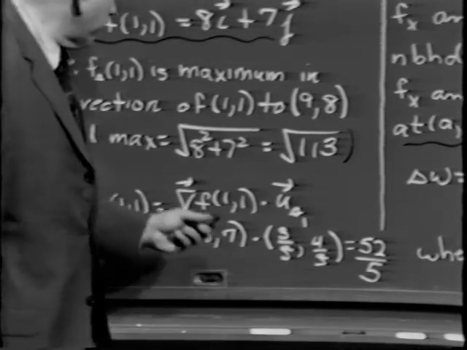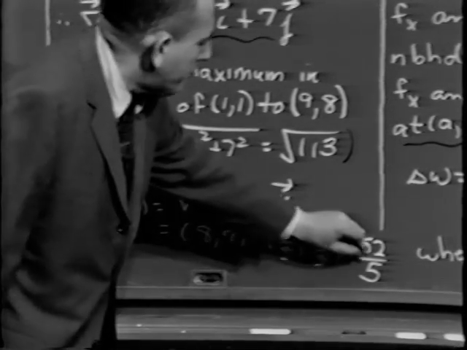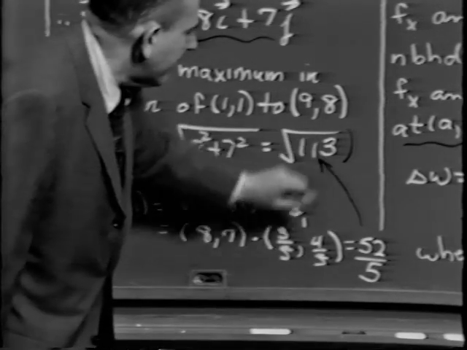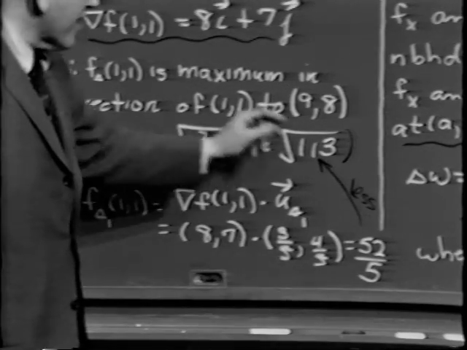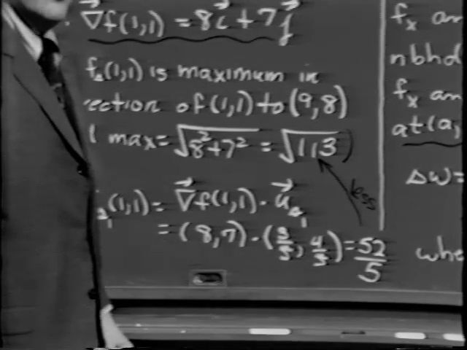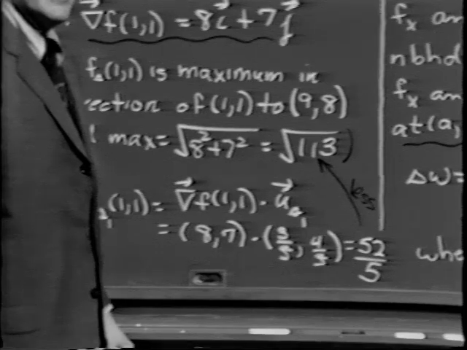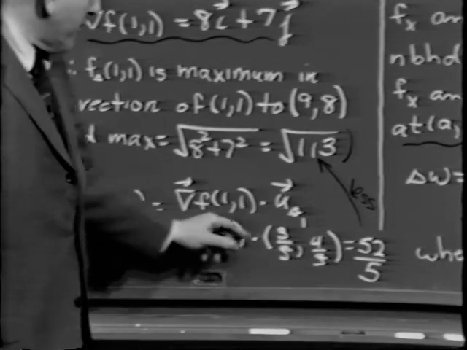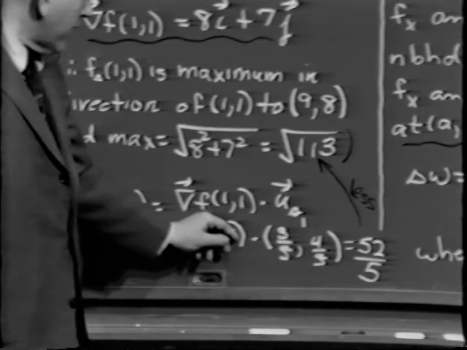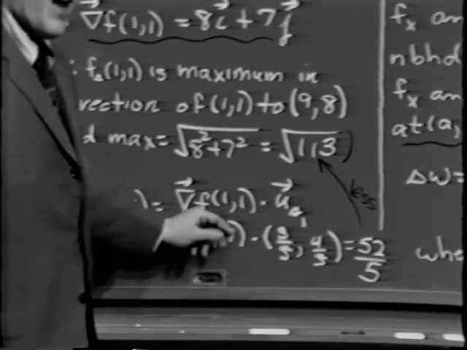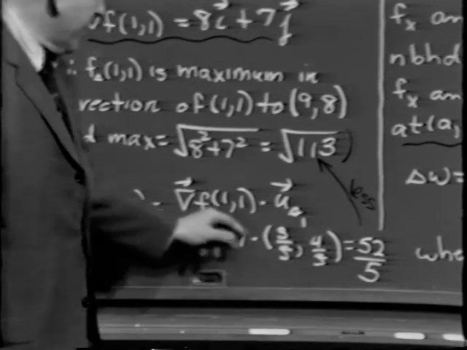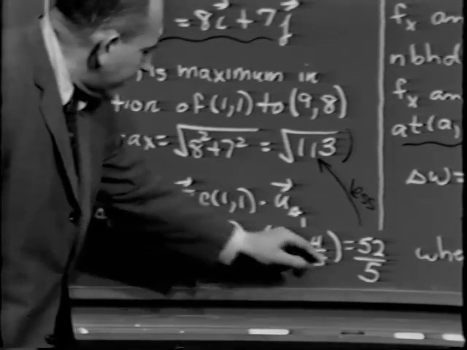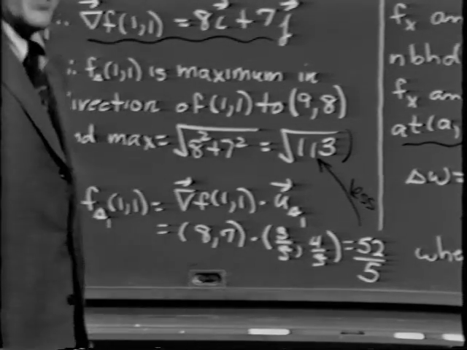And by the way, this had better turn out to be less than this, because this is what? The maximum value that the directional derivative can have. In other words, if we haven't made a mistake here, one of the checkpoints is what? That the projected vector can't be any longer than what it really is. I mean, it can't be more than the gradient vector.